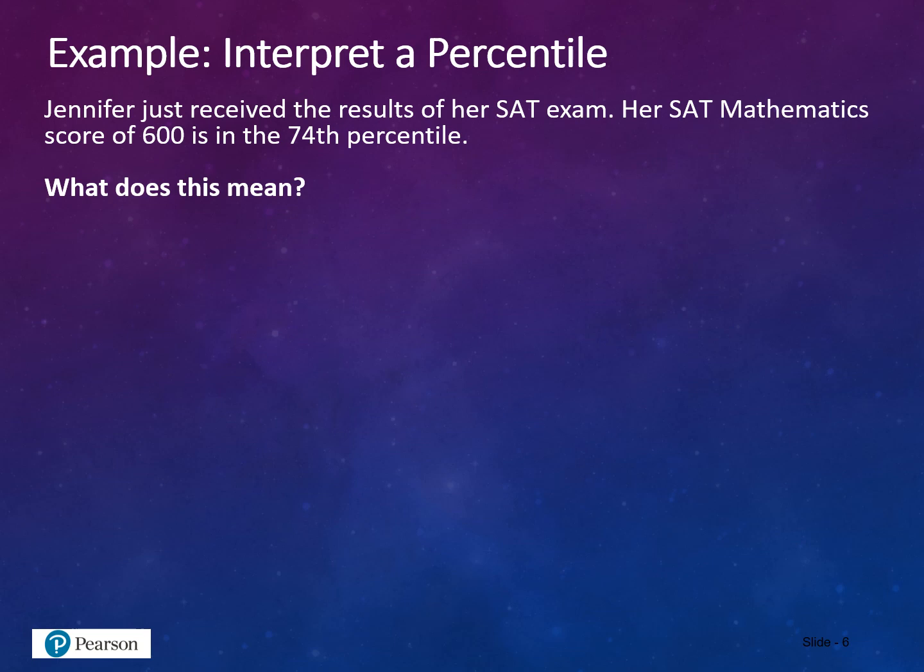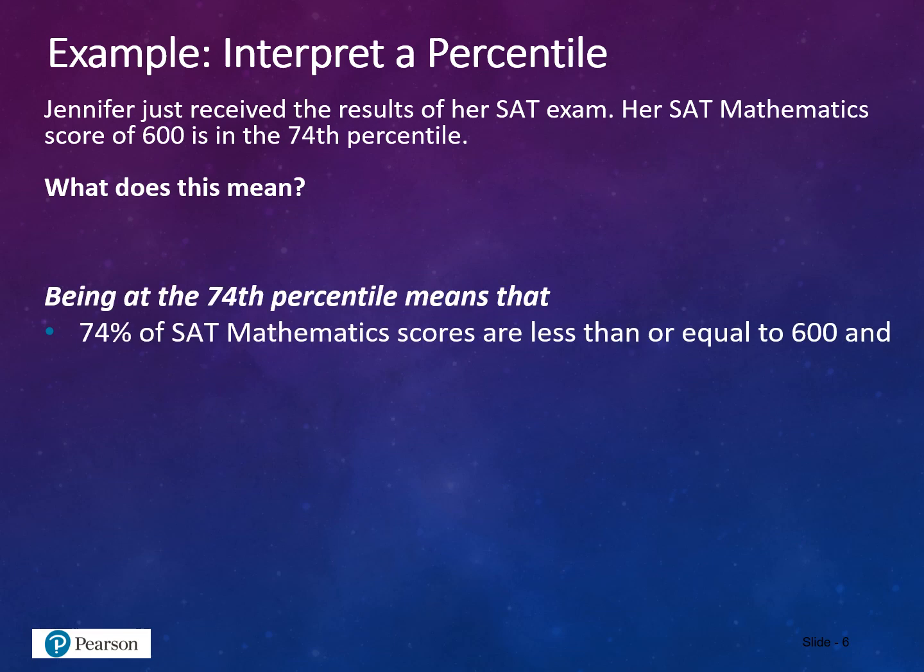This may help. Jennifer just received the results of her SAT exam. Her SAT mathematics score of 600 is in the 74th percentile. What does this mean? Being at the 74th percentile, and this would be P sub 74, means that 74% of SAT mathematics scores are less than or equal to 600. And 26% of the scores are greater. So again, remember we're at 74, P74. So 74% of all the scores are less than or equal to that measure, 600. And the other side of it, what makes up 100%, 26% of the scores are greater.